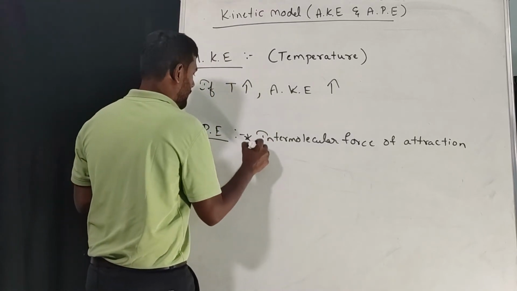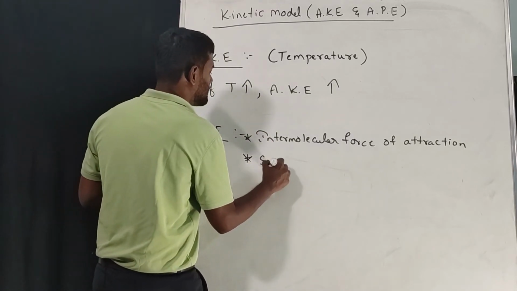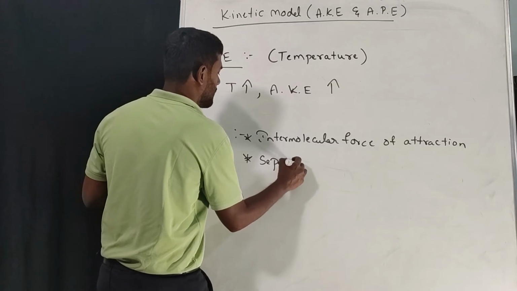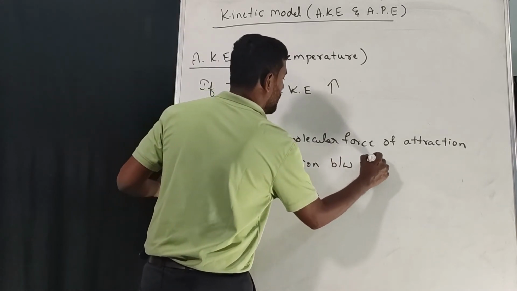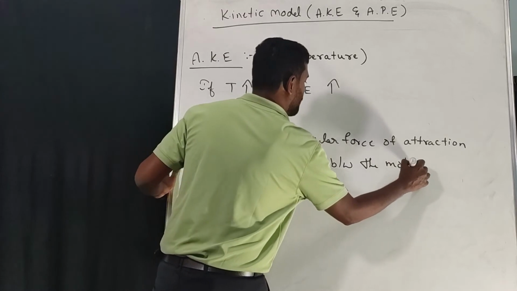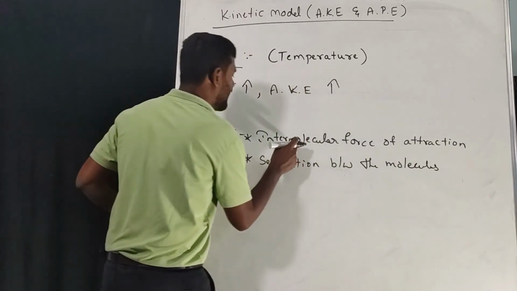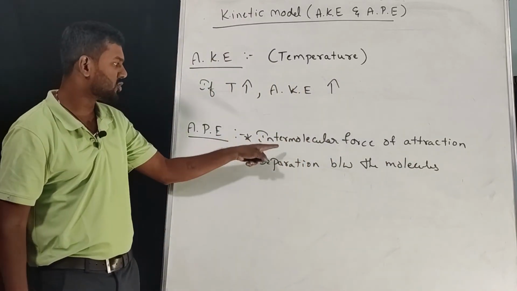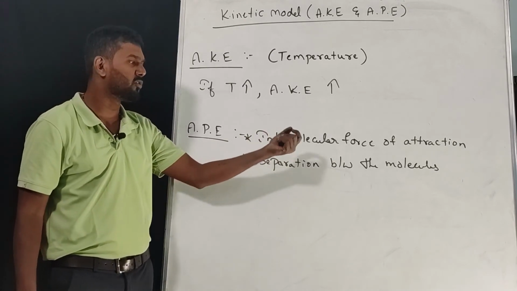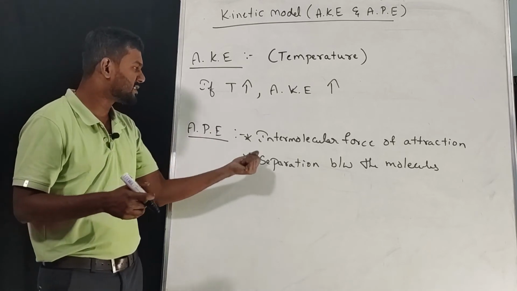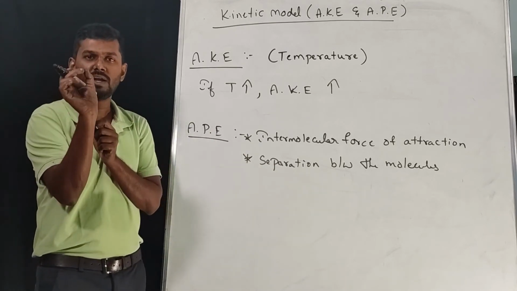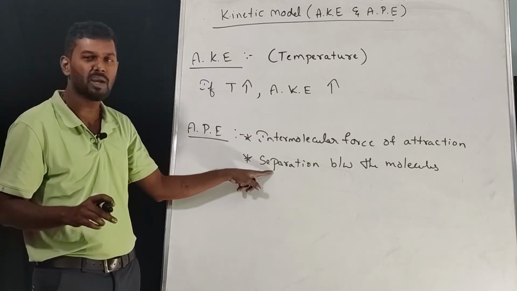And separation between the molecules. These two are opposite, right? If the intermolecular force of attraction is more, that means they are strong, then the separation between the molecules is very tiny. If this is more, this will be less.